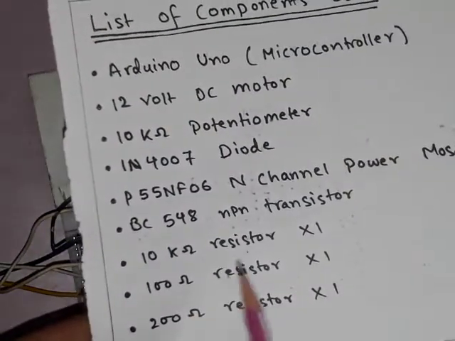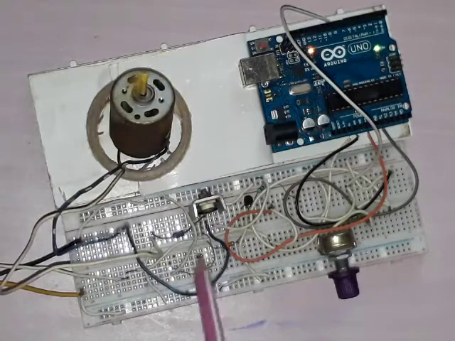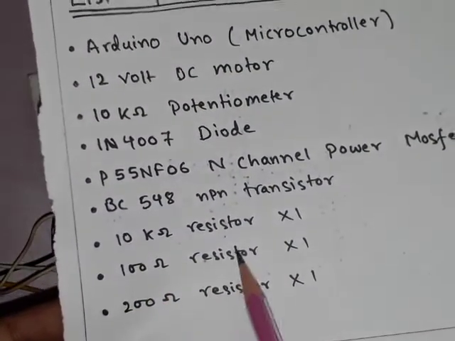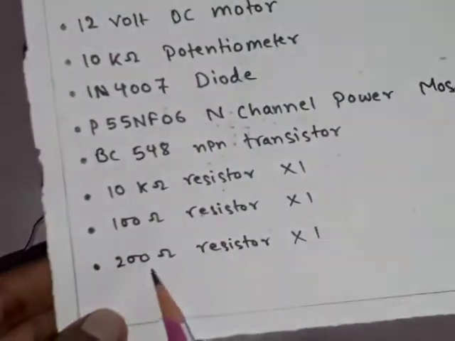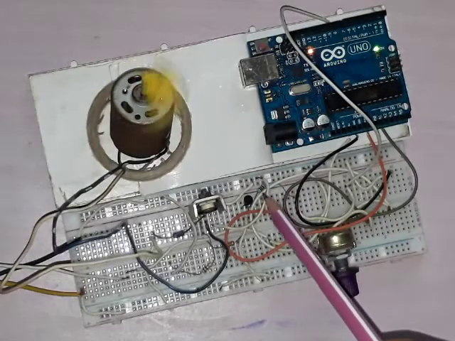Then a 10 kilo ohm resistor, here it is, this one. Then a 100 ohm resistor, here it is, this one. And finally a 200 ohm resistor, here it is, this one.